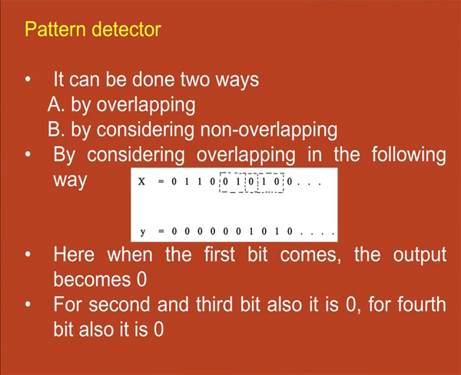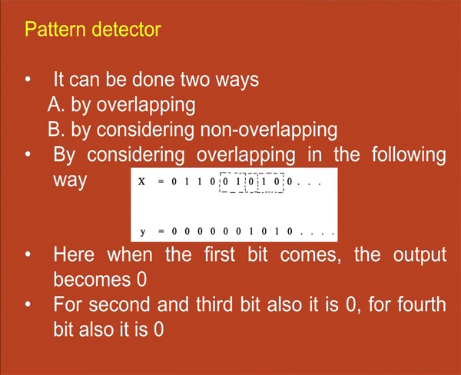Let us try to understand one of the cases, that is, considering overlapping of bits. Here, as you can see, we have shown the bit stream with the overlapping bits in dotted lines, and we have made boxes of dotted lines to show the overlapping condition. Now, when the first bit comes, the output becomes 0, because it starts with the input bit of 0.